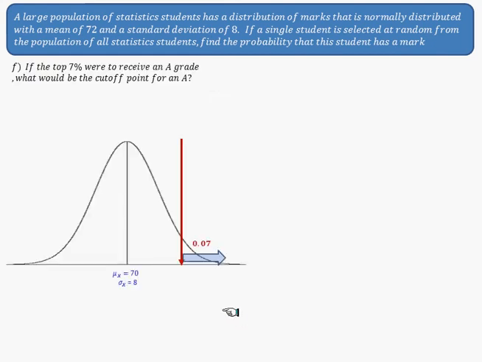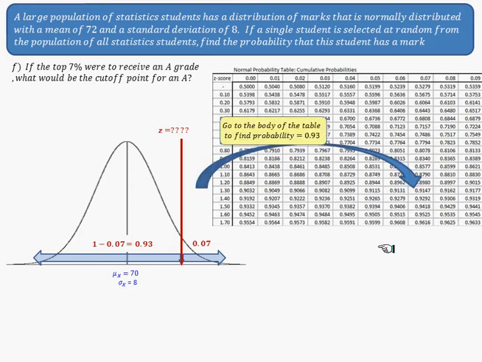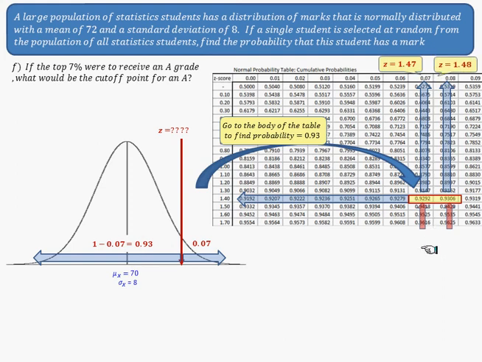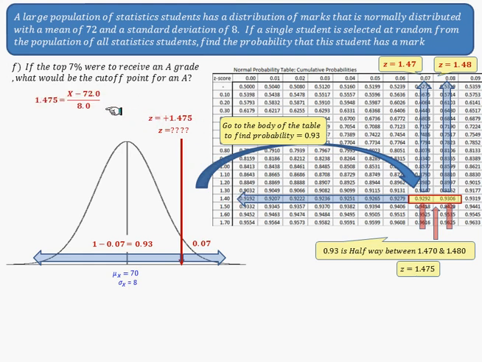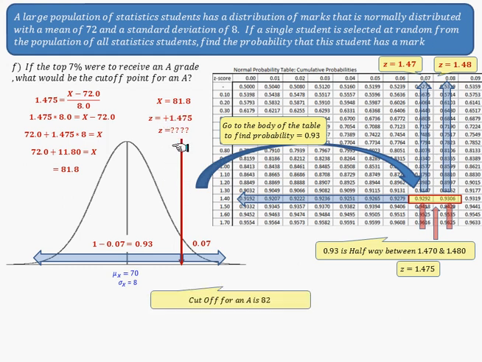If we go to the top 7%, it's just the reverse, except that the top 7% means the area below that is 0.93, and again, looking at the table, going to the numbers 0.93 is between two numbers here, and we do the similar thing. It's between 1.47, 1.48, and it's halfway between there. So we come up with the number 1.475. That's our z-score. And then we go to the formula, solve for x. We find x is equal to 81.8. So the cutoff for a passing grade, for an A, would be 82.